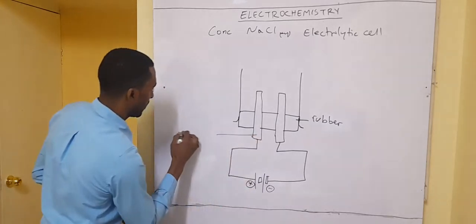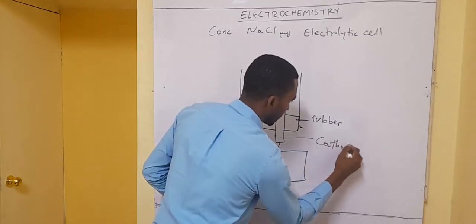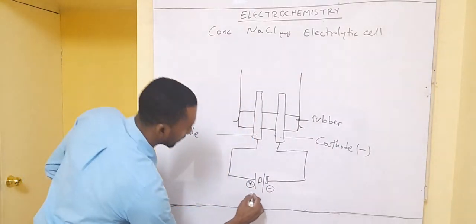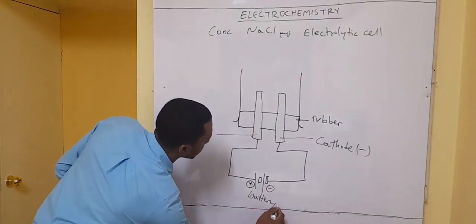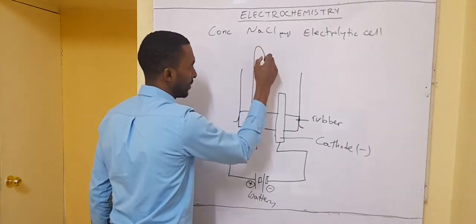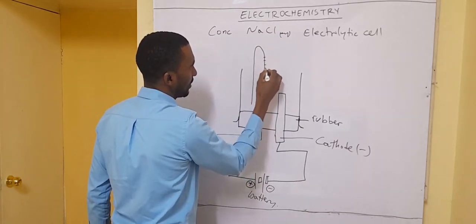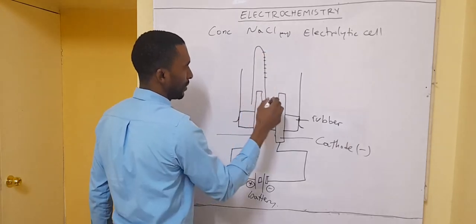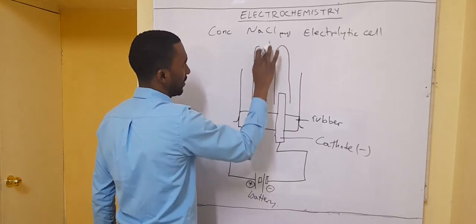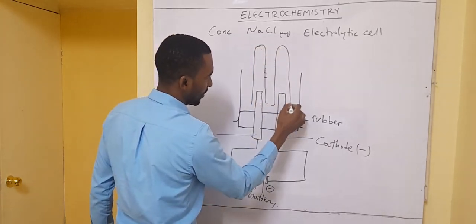Right, so we're going to keep this one over here as the anode as usual, and this one over here as the cathode. That's negative, that's positive, alright? The battery. Normally they put a test tube here, so it can measure the volume of gas that is produced. Remember, I'm not really good at the diagrams, but it will look something like this. You can check it out.